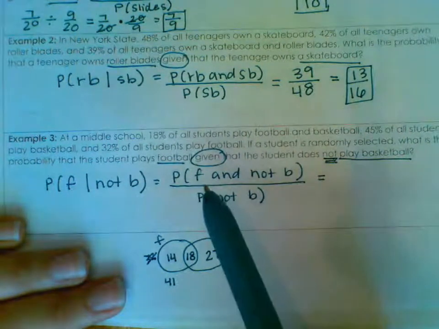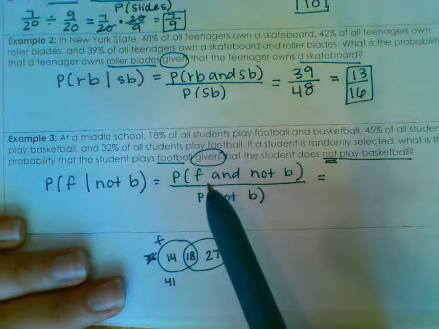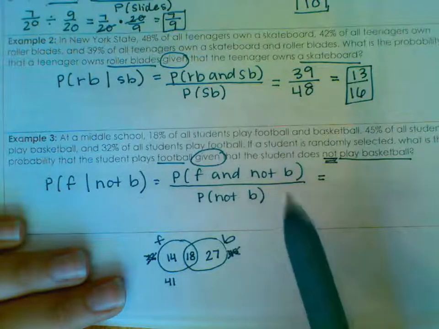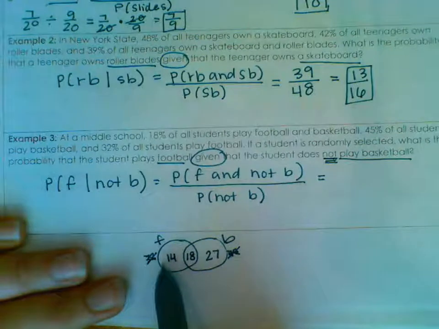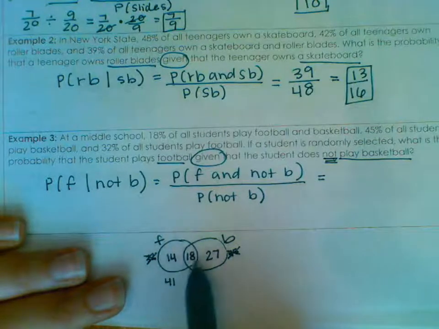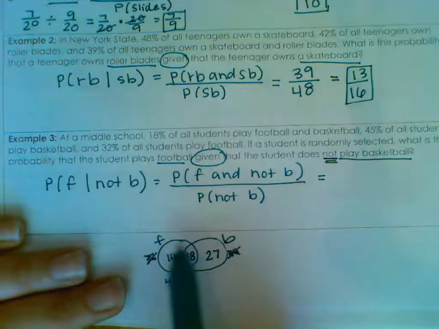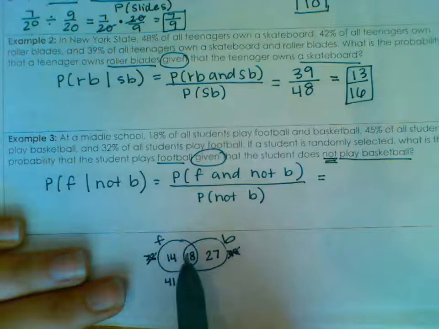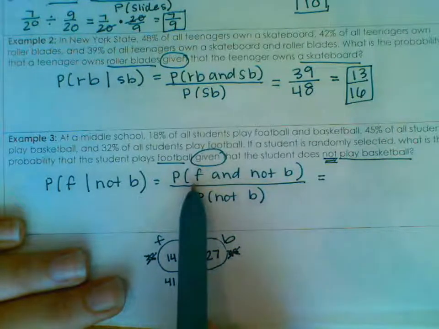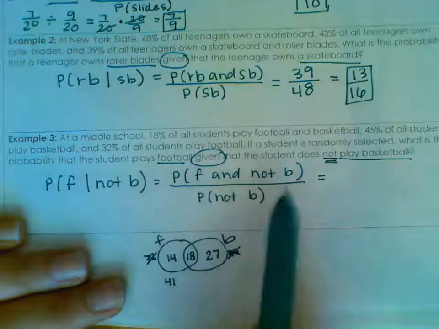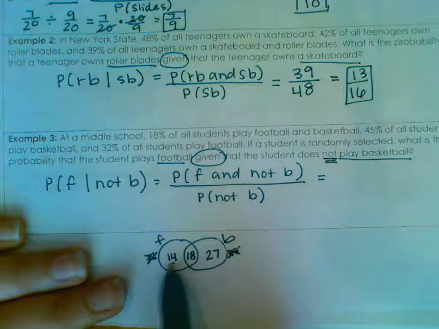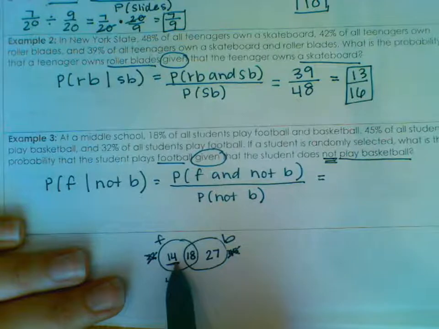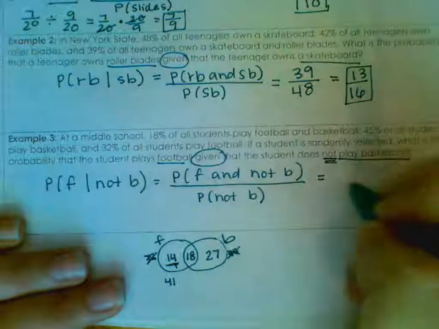Okay, so who will be the students who play football and not basketball? They have to play football, so they have to belong in this circle, but not basketball. These 18 people are also playing basketball. We don't want to include them. So football and not basketball, that's going to be this 14% here. They play football and also not basketball.